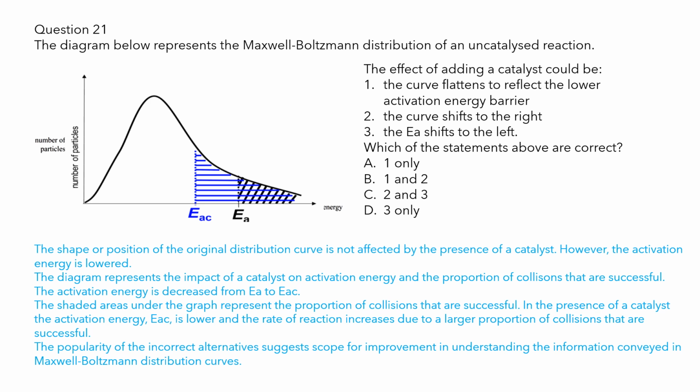The shape or position of the original distribution curve is not affected by the presence of a catalyst. However, the activation energy is lowered. The curve does not flatten or shift to the right, so statements 1 and 2 are incorrect. Yes, the activation energy is decreased and shifts to the left because a catalyst decreases activation energy. So, statement 3 is correct, and we should select D.